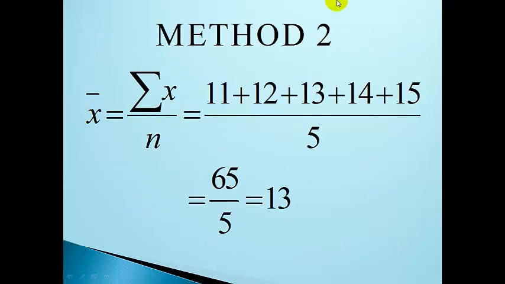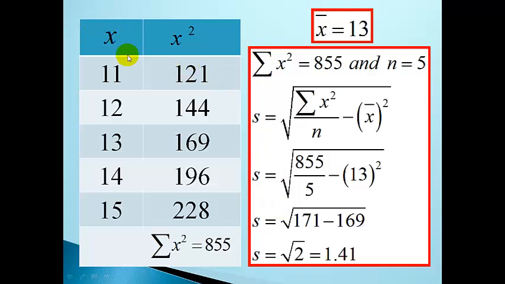Now let's look at method 2. With method 2, we still find the mean as in method 1. The mean is equal to summation x over n, and that gives us 13. After calculating the mean as shown, we have 13. Now we have this table. We have x and x squared. These are the x values: 11, 12, 13, 14, 15.